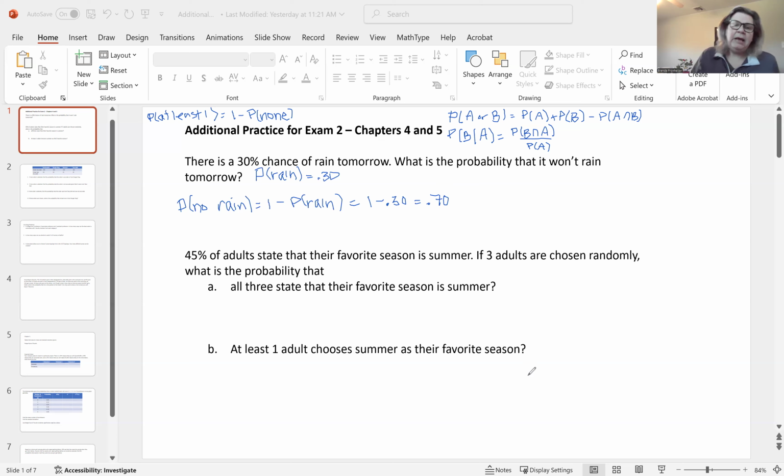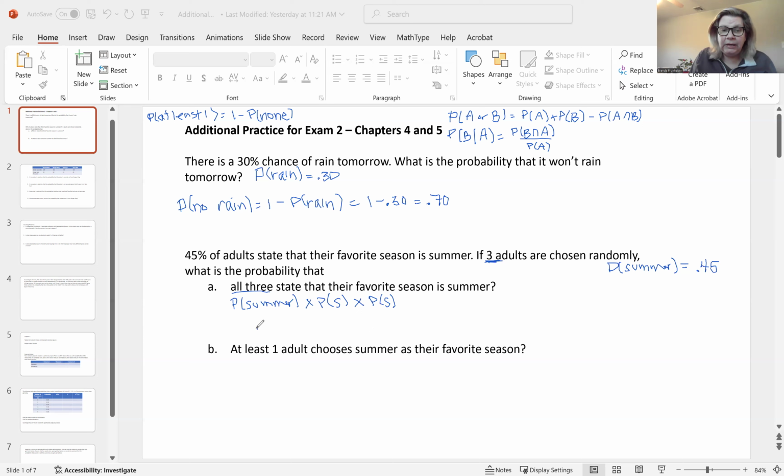Okay, the second example does something similar, but the difference is now we're going to have multiples. 45% of adults state that their favorite season is summer. So the probability of summer being their favorite is 0.45. We're going to choose 3 adults. I want the probability that all 3 state that it's summer. Well, this is that repetition. So it's the probability that someone says summer times the probability that they say summer times the probability that they say summer.